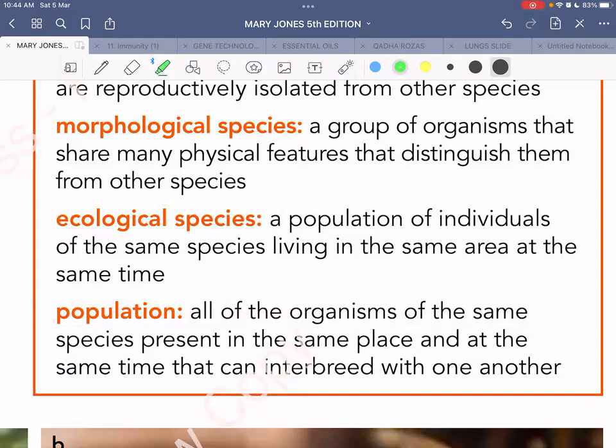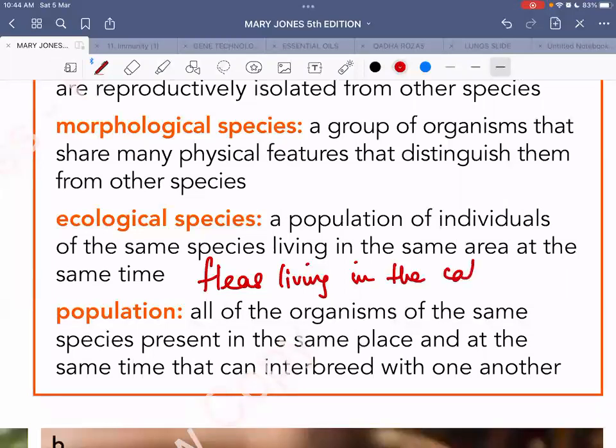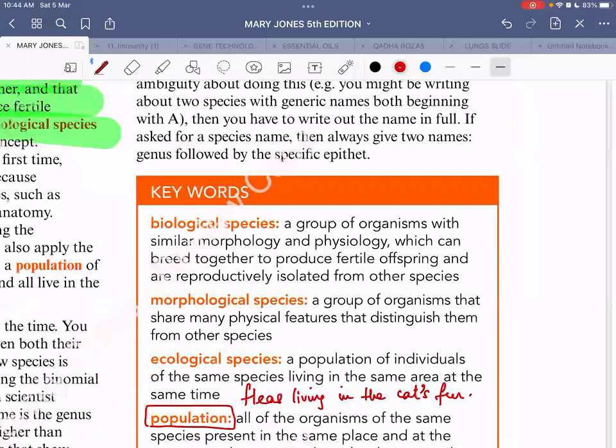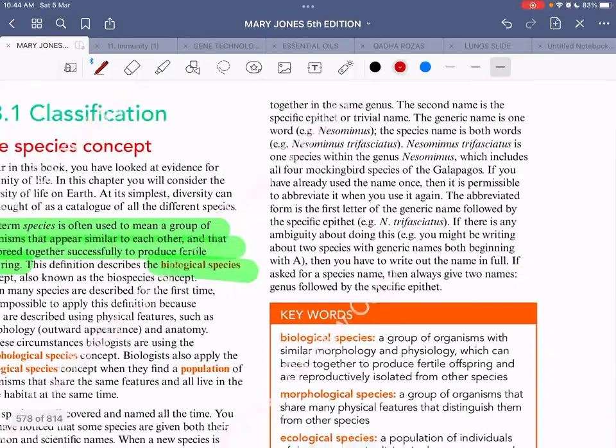Fleas नहीं होती जो छोटे छोटे से कीड़े होते हैं. A population of fleas living in the cat's fur. जो लोग cat पालते हैं उनको पता होता है, right? A population of elephants living in savannas or grasslands. So population की definition you should be very, very clear. These are the small 1 to 2 marks definitions which are asked in exams as far as this chapter is concerned. So these definitions as well as the definition of population should be very, very clear to you.